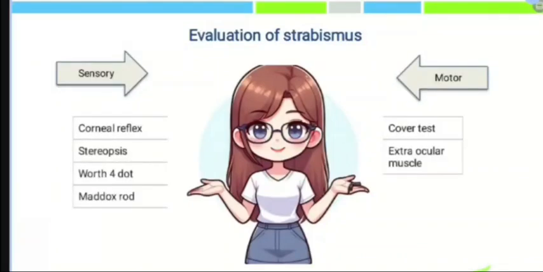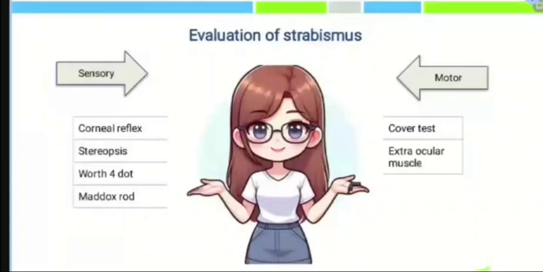In sensory evaluation, we have the corneal reflex test, also called the Hirschberg test, and stereopsis, Worth four dot test, and Maddox rod test. In stereopsis, Worth four dot test, and Maddox rod test, you need the patient's response. So explaining the terms and procedures is very important, so that the patient can easily understand and give you the expected response. And then the motor evaluation is an objective test. You don't need any patient's response. In that you have the cover test and extraocular motility test.